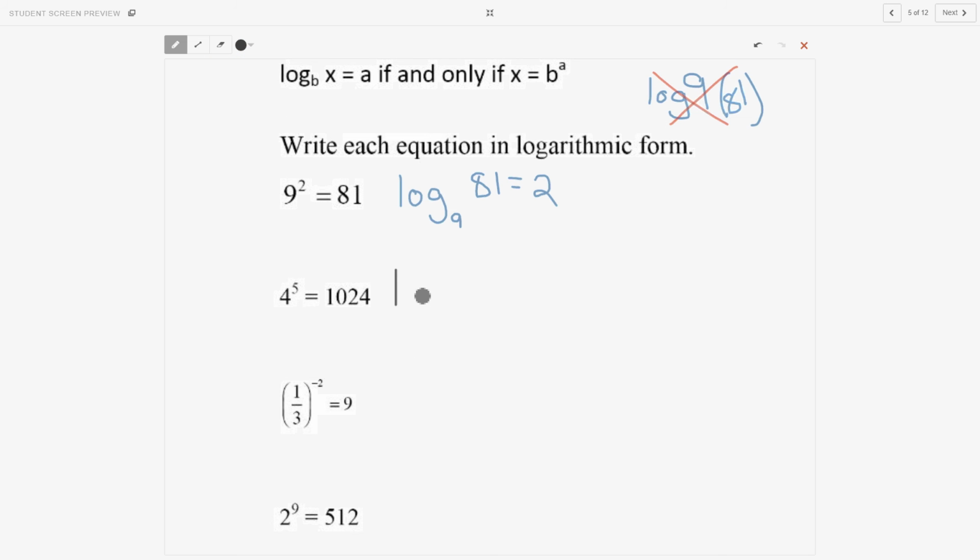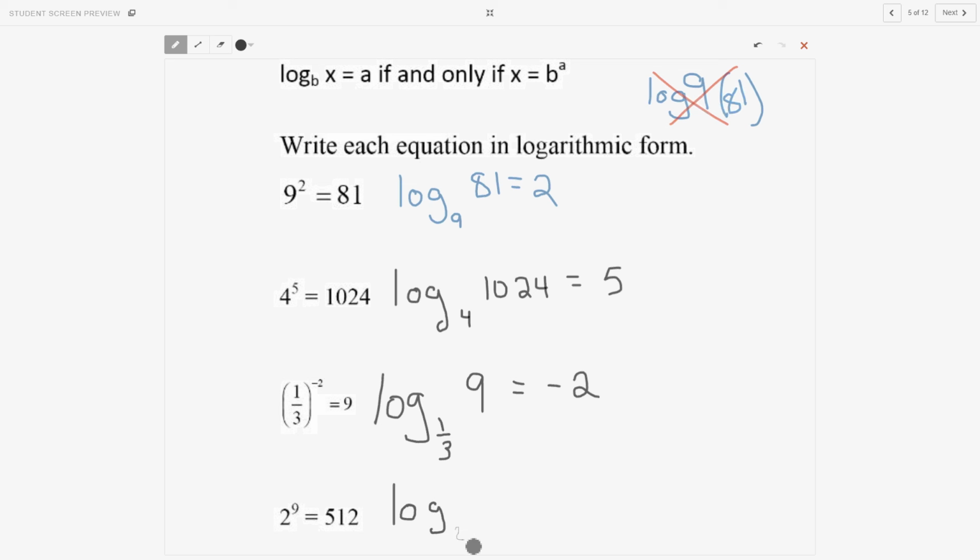This one is going to be log, and my base is 4, of 1024. That equals 5. Now this one throws people off sometimes because it's got fractions and a negative exponent. It's going to happen. It's just going to be log base 1/3 of 9 equals -2. And our last one, log base 2 of 512 equals 9.